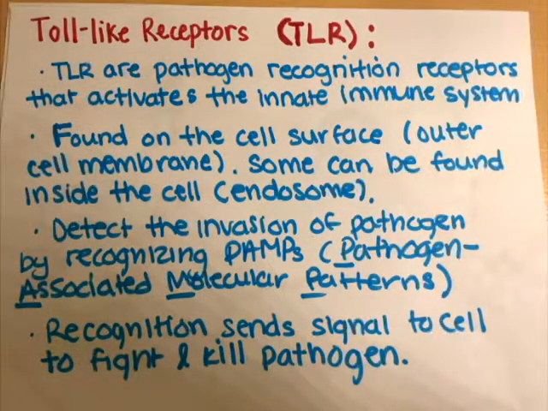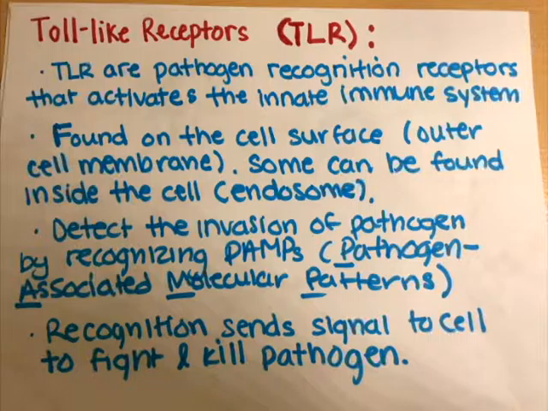Toll-like receptors are pathogen recognition receptors that activate the innate immune system. They are found on the outer cell membrane, and some can be found inside the cell, specifically the endosome. When a person is infected with a pathogen, toll-like receptors detect the invasive pathogen by recognizing PAMPs, which are pathogen-associated molecular patterns.